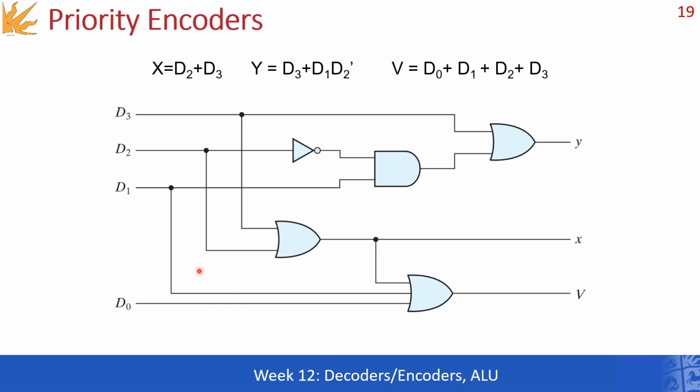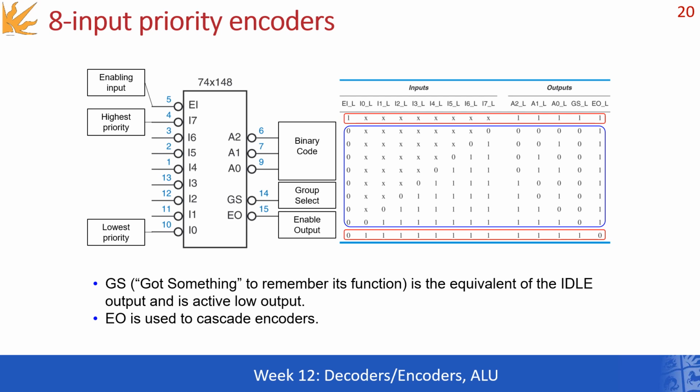Of course, this presupposes that we followed the same process for defining the idle output. You treated it as a function, you did a Karnaugh map, and you ended up that the idle output is just ORing all of the inputs together. So that's the idle output. Which is bringing us next to the 8-input priority encoders.